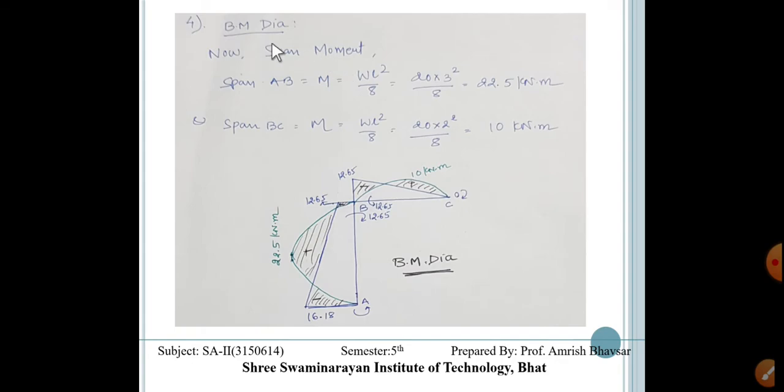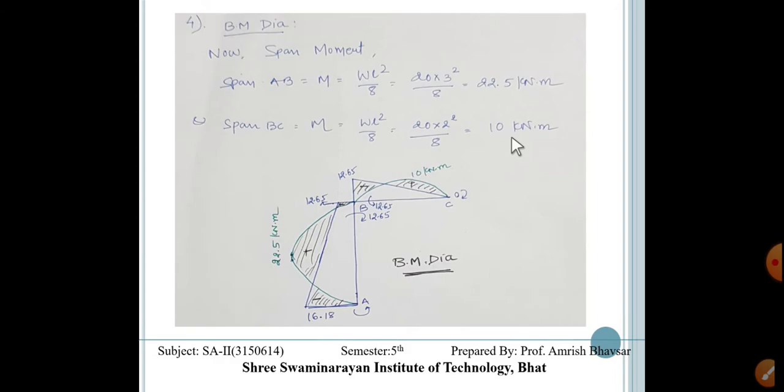For that, we must first find out the span moment, and the span moment we can get directly from the equation. Whenever we have UDL, then it is plus WL square by 8, and here we will get 22.5 kilonewton meter. And for span BC, it is again WL square by 8, and we will get 10 kilonewton meter.